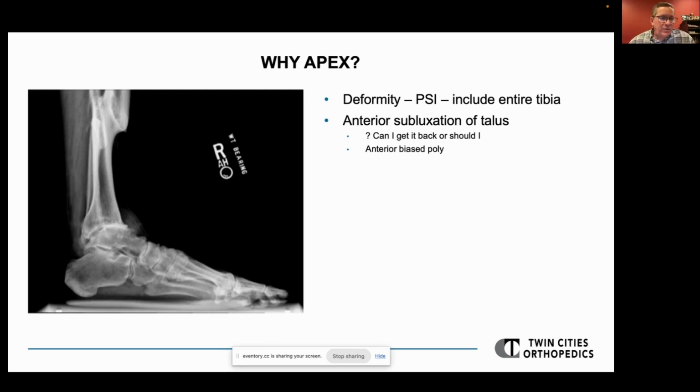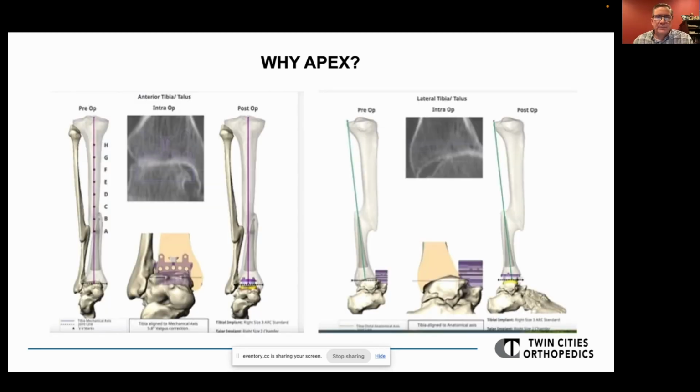Again, this is the case I mentioned about the anterior subluxation of the talus. His talus is subluxed anteriorly because that's where his talus wants to live, underneath of his knee. And with this long-standing post-traumatic deformity, I was concerned with an ankle arthroplasty, am I going to be able to get his talus back all the way underneath his tibial plafond, or even should I allow it? Because that's where he's lived for the last 50 years. Should I allow his talus to sit in that little bit of an anterior position and have the option to have some anterior bias poly to allow it to sit there and still have a normal articulation?